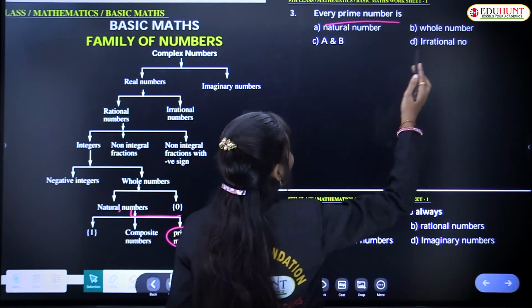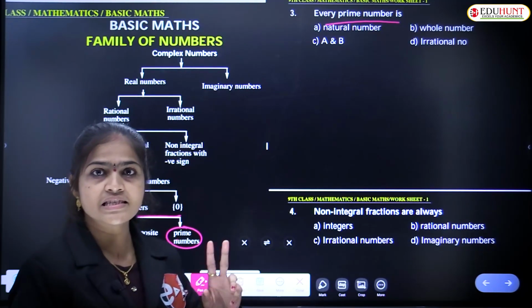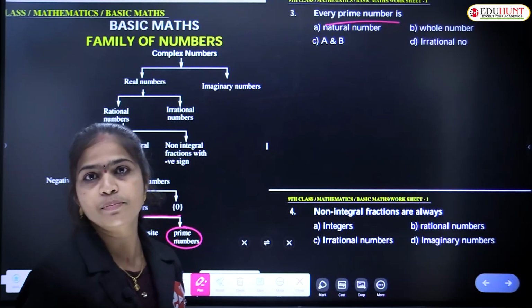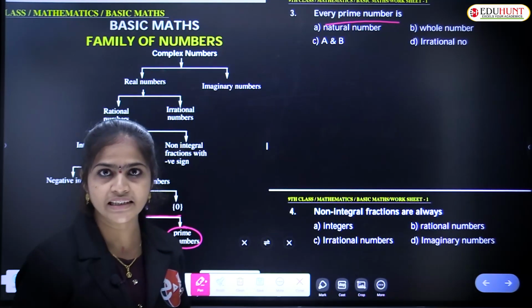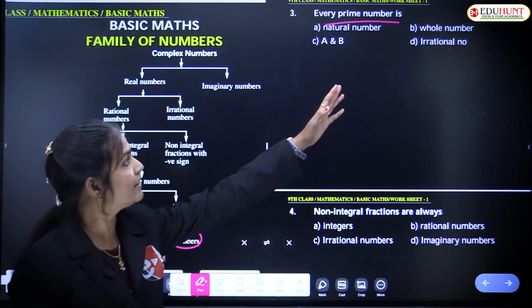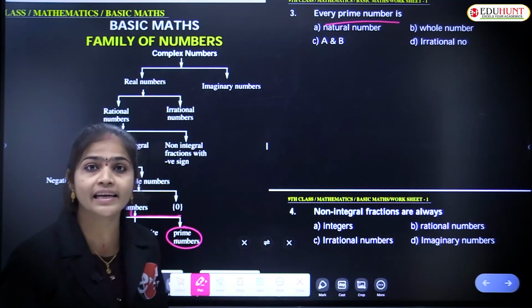And the second one, whole numbers. All natural numbers are there in whole numbers too. Just think: 2 is a prime number, yes or no? Yes, 2 is the least prime number, the first even one and the only even prime number, right? So 2 is there in natural numbers, yes. And 2 is there in whole numbers, yes. And is 2 an irrational number? No, 2 is not an irrational number.